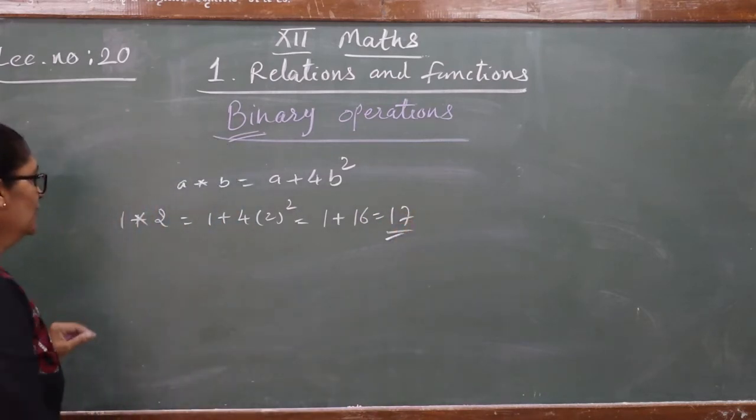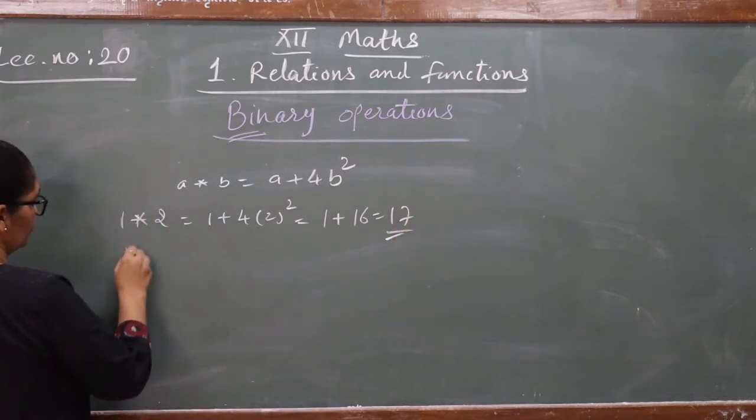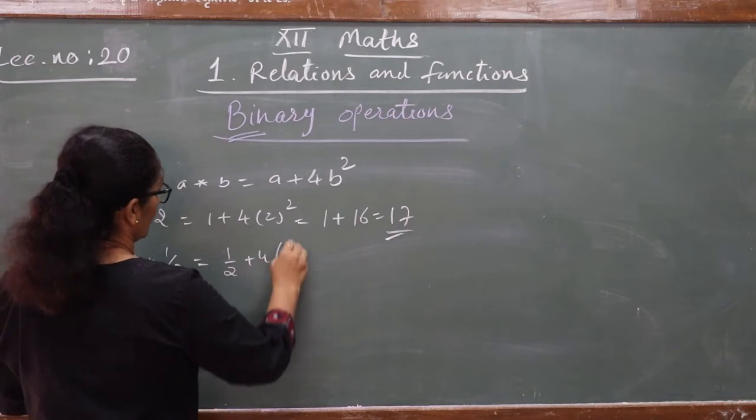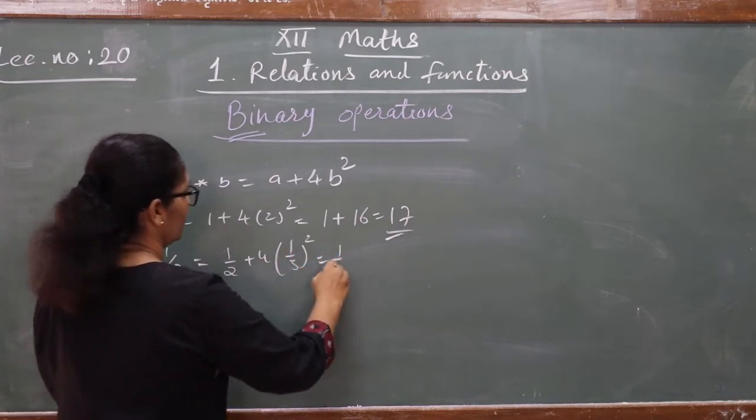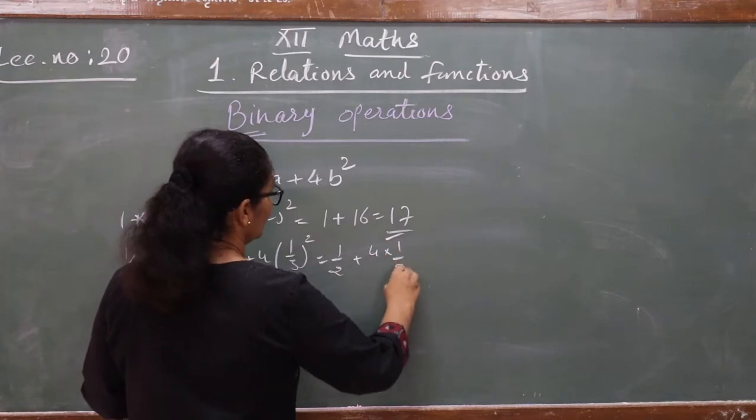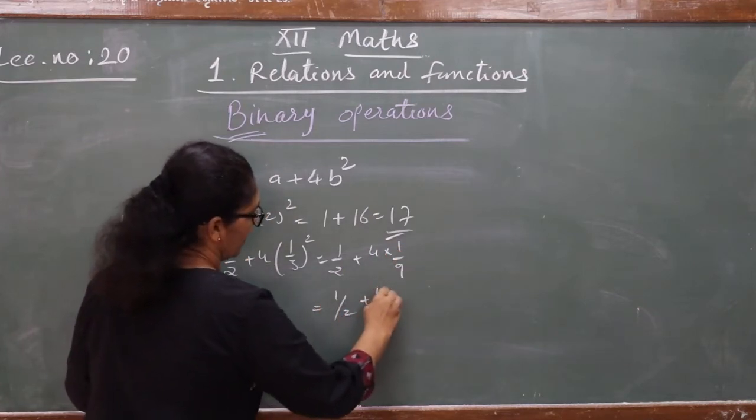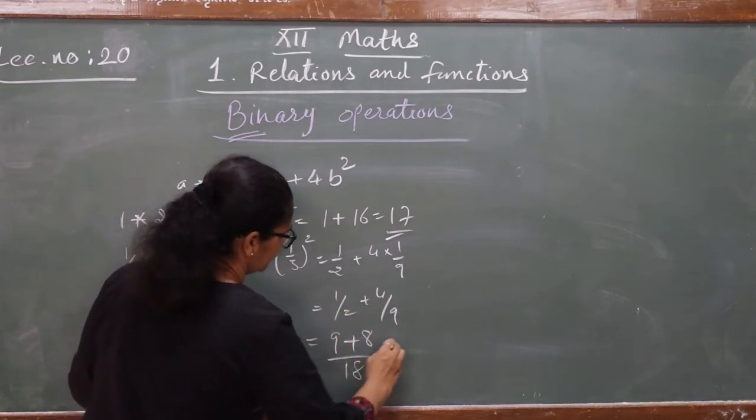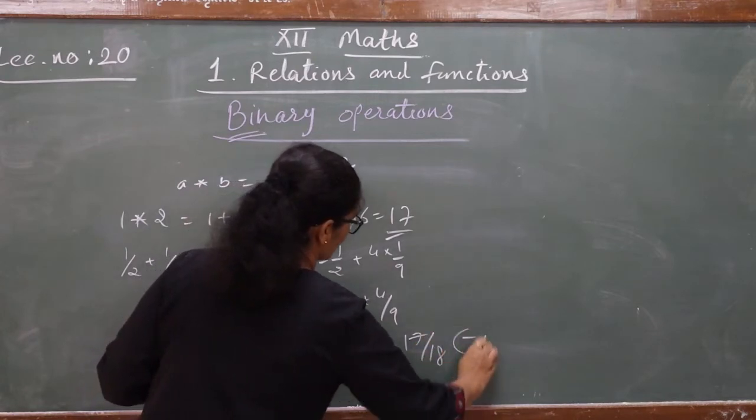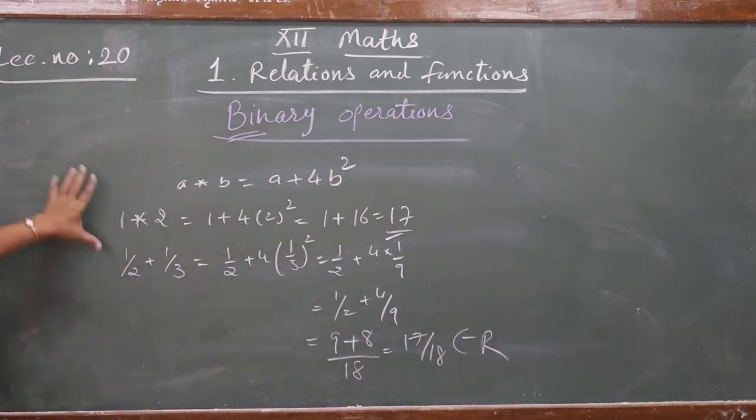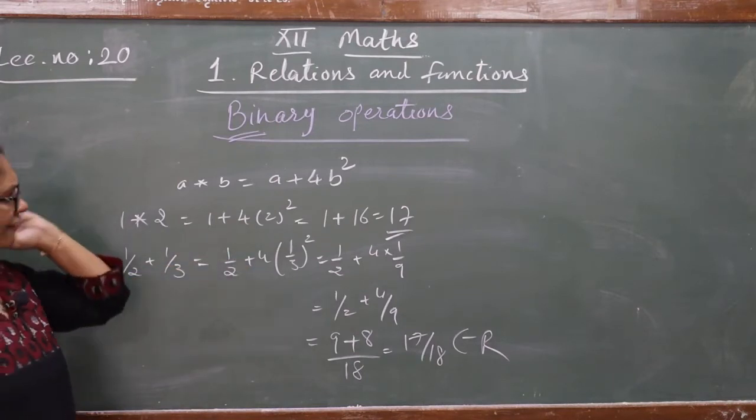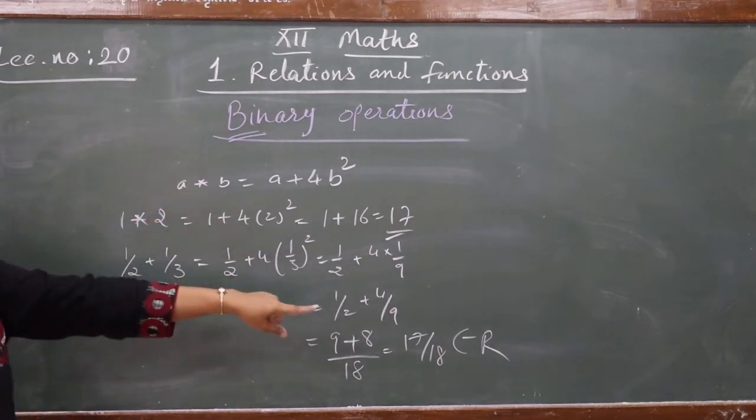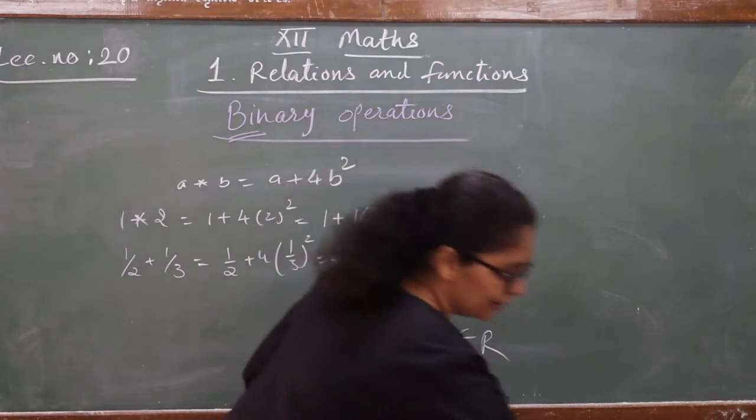17, also a real number. Similarly, if we take another, 1 by 2 and 1 by 3, that is 1 by 2 plus 4 into 1 by 3 square. So what do you get? 1 by 2 plus 4 into 1 by 9. 1 by 2 plus 4 by 9, take LCM: 9 plus 4 twos are 8 upon 18, which is 17 by 18. This is also real. So what is the meaning of it? This way you can check for any number, any real number or rational or integer, but you get the answer in real numbers only. So this is also a binary operation.